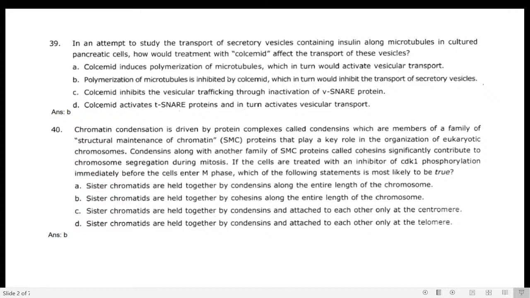So cohesin is the key compound in this question. Cohesin is a complex protein. This complex protein is the reason for holding the sister chromatids together. Okay, so this is very important. It's highly conserved in eukaryotes.